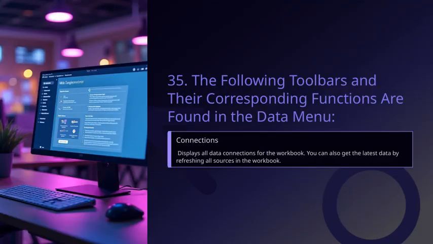Now, let's take a closer look at the data menu, specifically the toolbars and their functions. One key feature here is the Connections toolbar. This tool displays all the data connections associated with the workbook, giving you a clear overview of where your data is coming from. It's especially useful for managing multiple data sources efficiently. Another important aspect is the ability to refresh all sources at once. This feature ensures that your workbook always reflects the most up-to-date data, which is crucial for accurate analysis and decision-making. By refreshing all sources, you can quickly update your entire dataset without having to do it manually for each connection. Overall, understanding how these connection tools work helps streamline your data management process and keeps your analysis current. It ties directly into the larger theme of maintaining data integrity and ensuring your insights are based on the latest information.